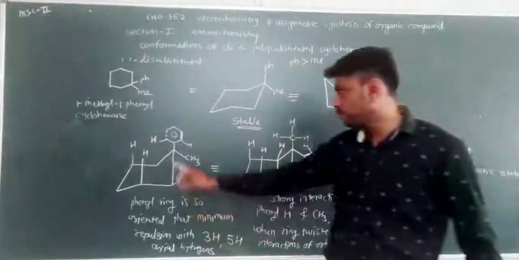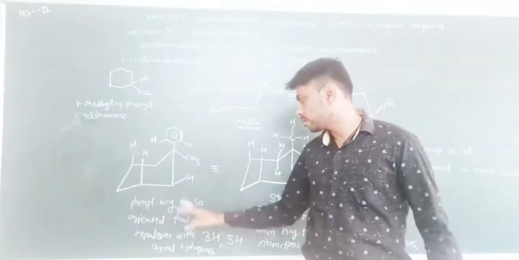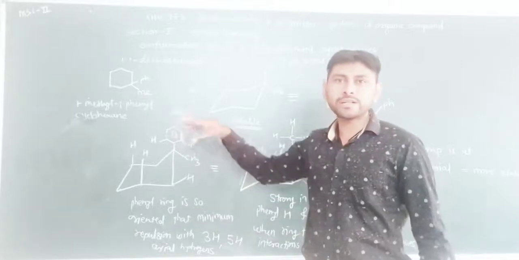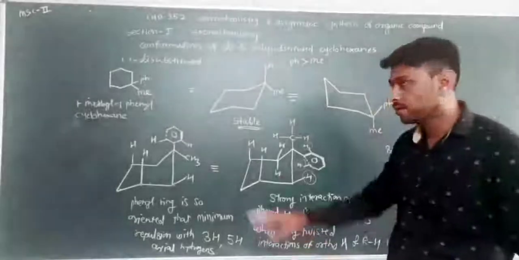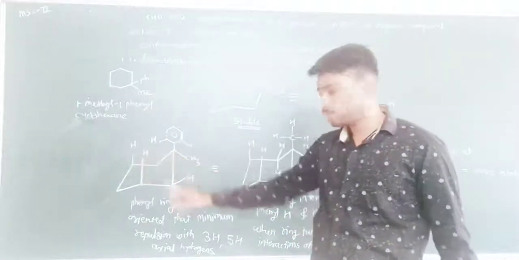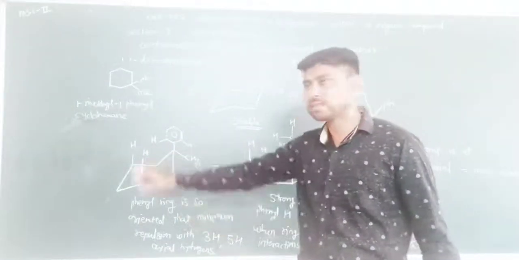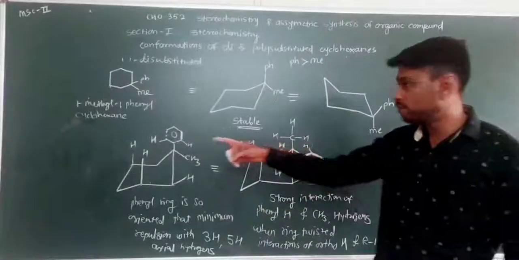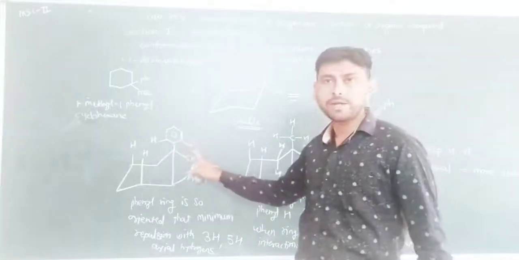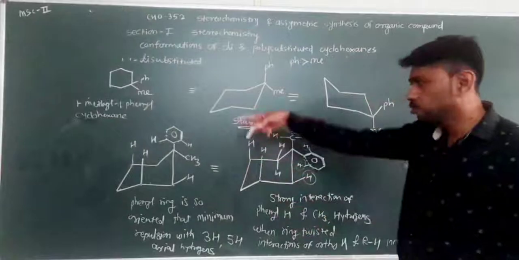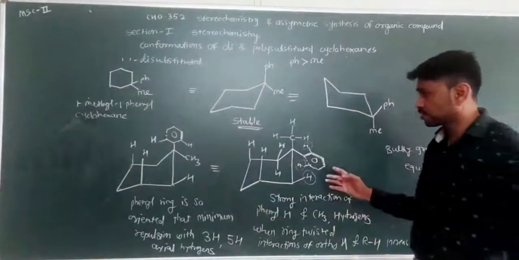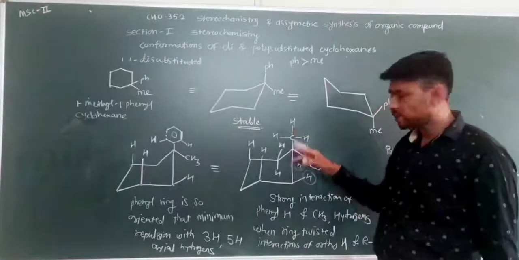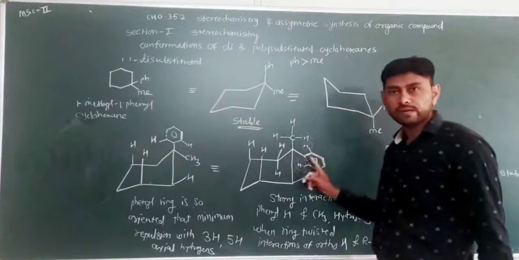The reason for that is, when the phenyl ring is in the axial position, the phenyl ring is so oriented that the interaction between the hydrogens of the phenyl ring and the axial hydrogens at position number 3 and position number 5 gets minimized due to the twisting of the ring. That's why this structure is more stable as compared to the structure where the CH3 group is at the axial position and the phenyl group is at the equatorial position.